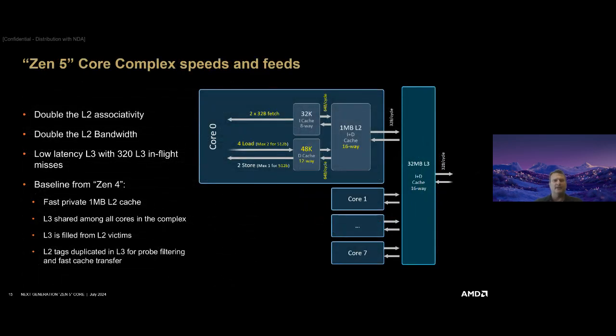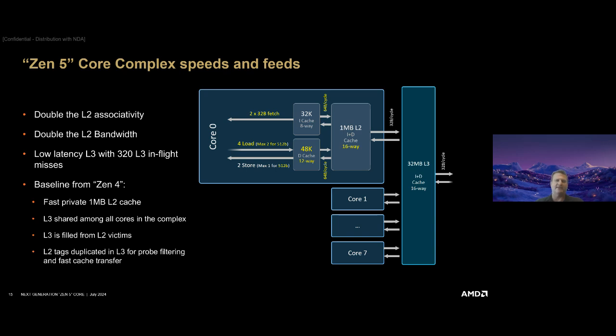And then in the core complex, speeds and feeds, obviously we do a number of different complexes. This one is the Granite Ridge, but they do inherit a lot of these same properties. We doubled the L2 associativity from 8-way to 16-way. We doubled the bandwidth from L2 to the L1 from 32 bytes to 64 bytes. We kept our L3 as low latency, but we now can have 320 in-flight misses in that L3. And all the goodness of before from Zen 4, where the L2s are fast and private. They're shared in the complex. L3 is a victim cache, so we get the full capacity of the L3s and the L2s.